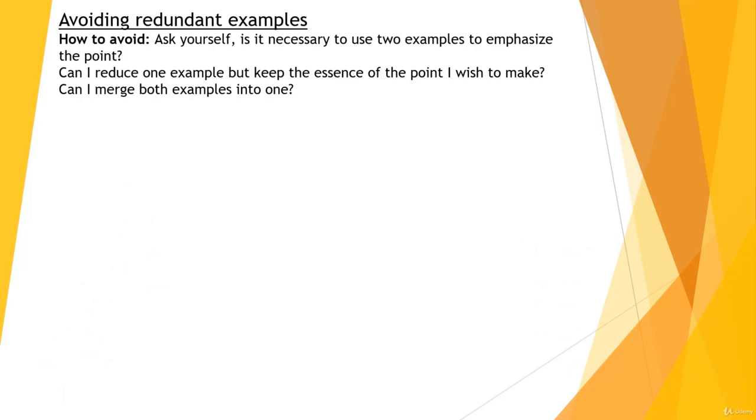How to avoid? Ask yourself, is it necessary to use 2 examples to emphasize the point? Can I reduce one example but keep the essence of the point I wish to make? Can I merge both examples into one? Usually, one example is enough to strengthen one's point. But if the writer wishes to use various examples, at least try to group them as much as possible.